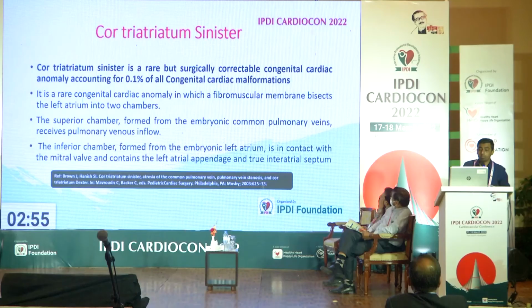Cor triatriatum sinister is a rare but surgically correctable congenital cardiac anomaly, accounting for 0.1% of all congenital cardiac malformations. It has a fibromuscular membrane that bisects the left atrium into two chambers. The superior chamber is formed by the embryonic common pulmonary vein, and the inferior chamber is formed by the embryonic left atrium.